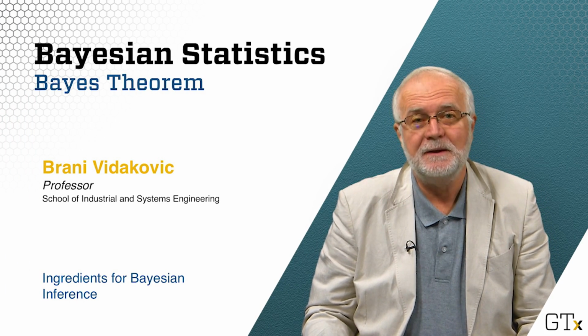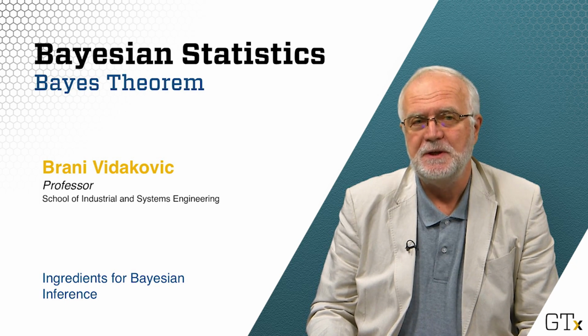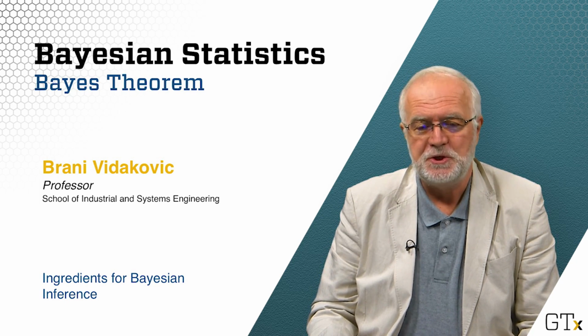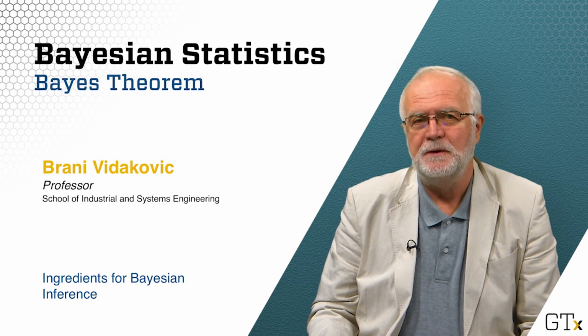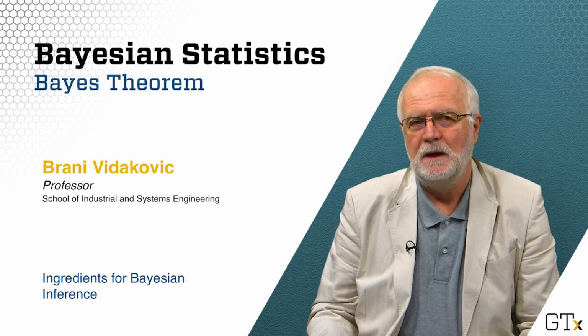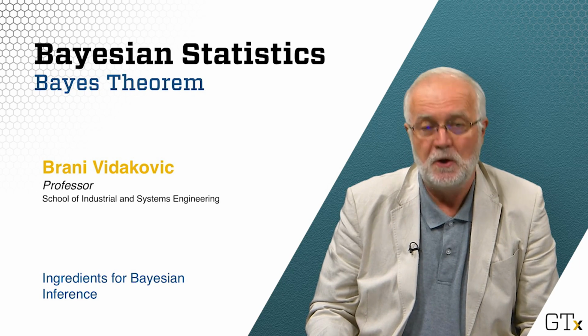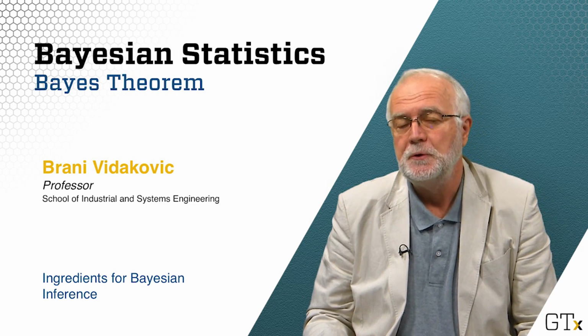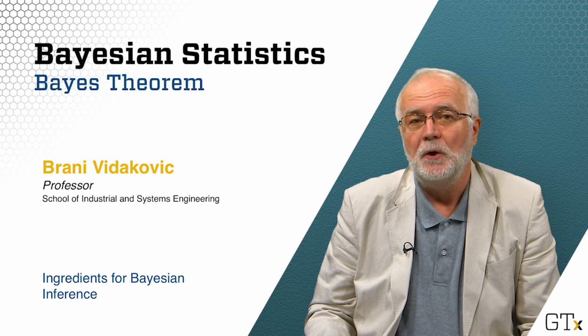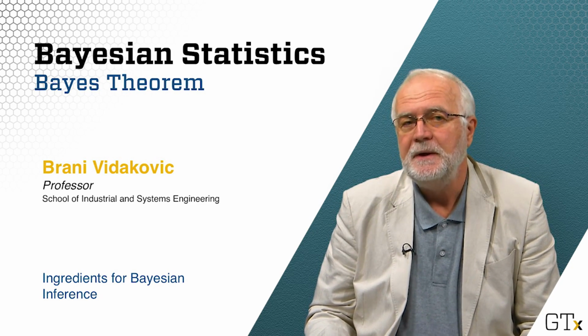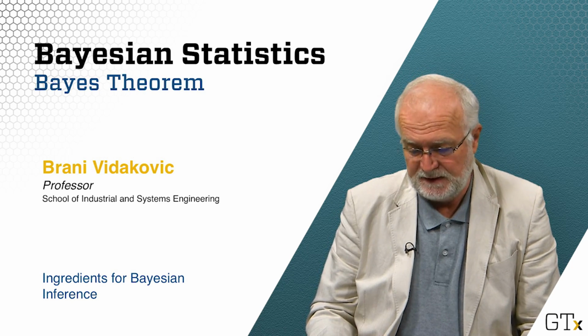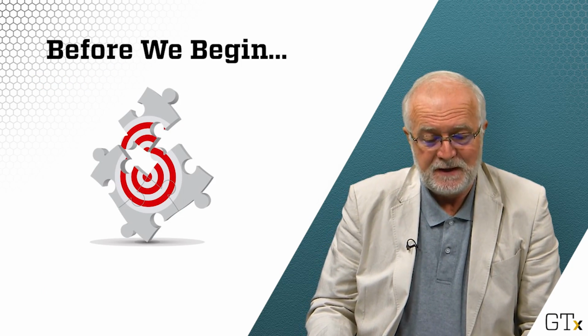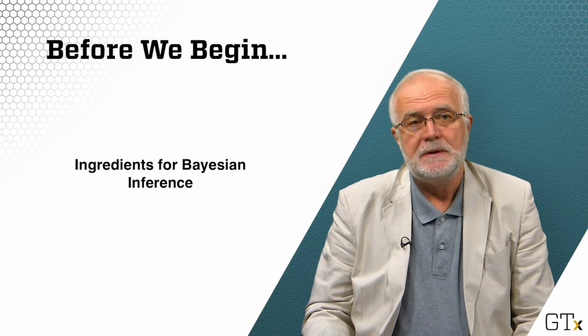We are going to start a lecture on the ingredients of Bayesian inference. That lecture is very important for the rest of the course, because the things that we are going to discuss today are going to be reappearing over the course many times. So what are the ingredients of Bayesian inference?